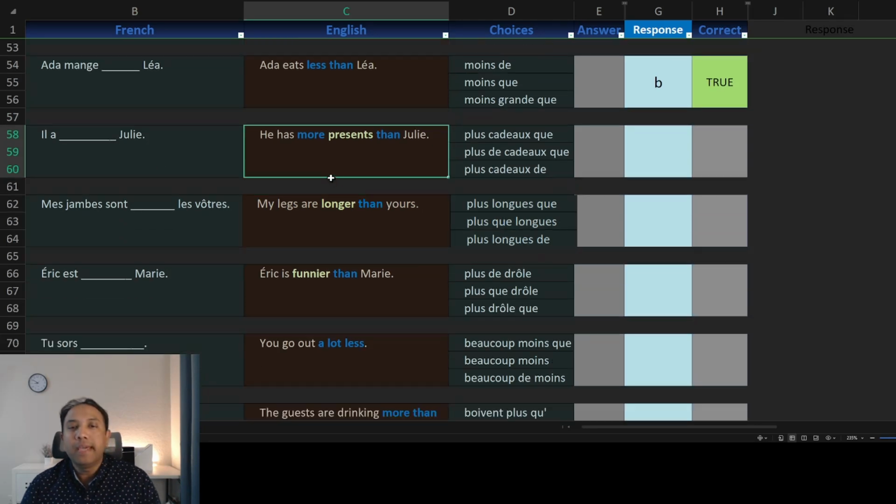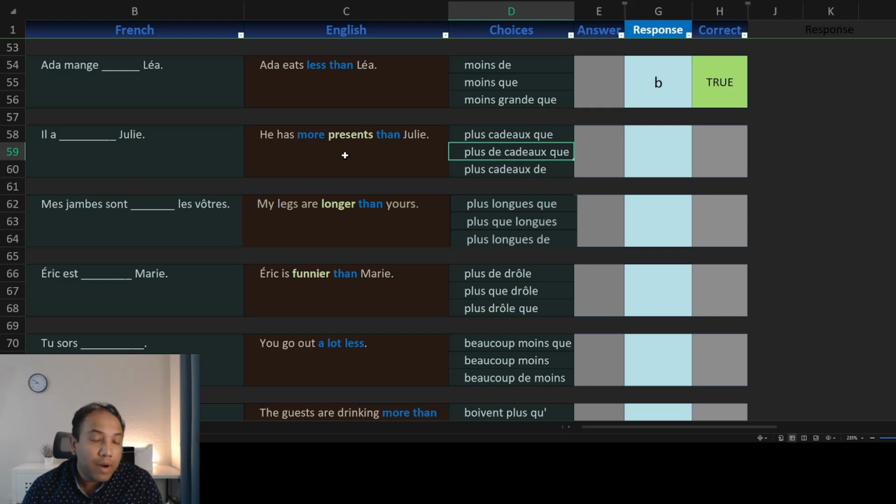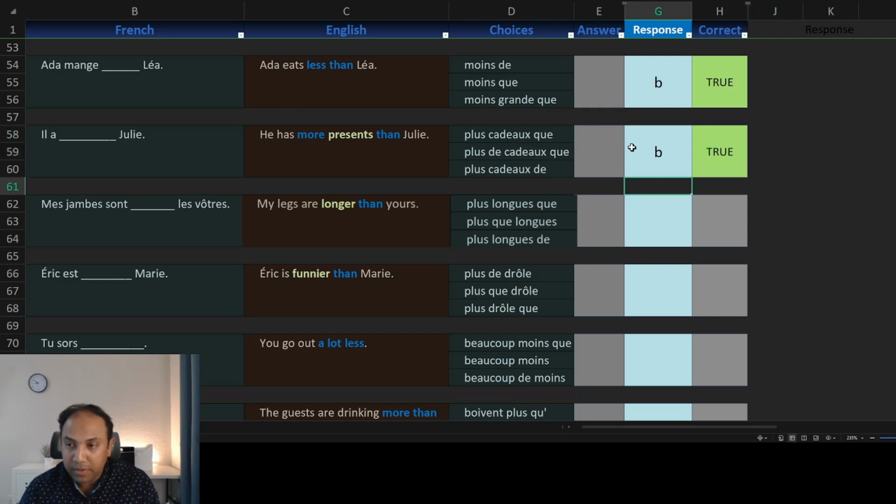Next one. He has more presents than Julie. He has more presents. Plus de cadeaux que. So more presents is a noun. Nouns are the only ones that will have de between plus and the noun, which is cadeau in this case. So it's plus de cadeaux que Julie. Il a plus de cadeaux que Julie. I'm going to answer with B.